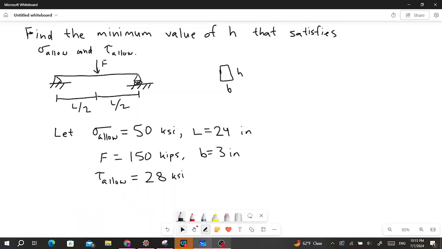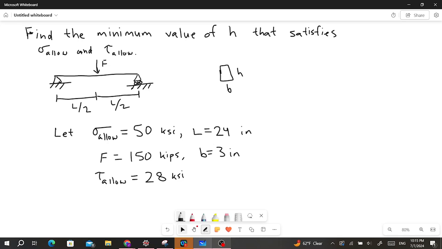So in this problem, we are going to figure out the minimum dimension. We're going to figure out dimensions of a beam that is subjected to bending as well as transverse shear stress. We need to find the dimensions that will allow this beam to survive. So we're given a certain allowable stress, so that would be an allowable tensile strength, and then we're also given allowable shear strength. And we're going to be given one of the dimensions.